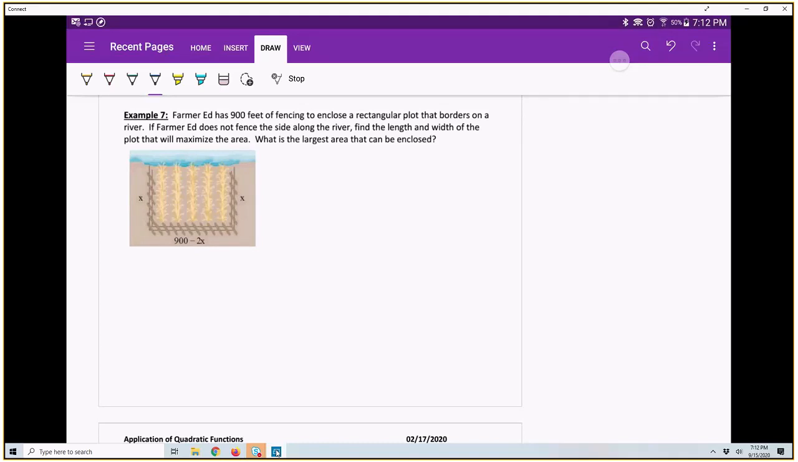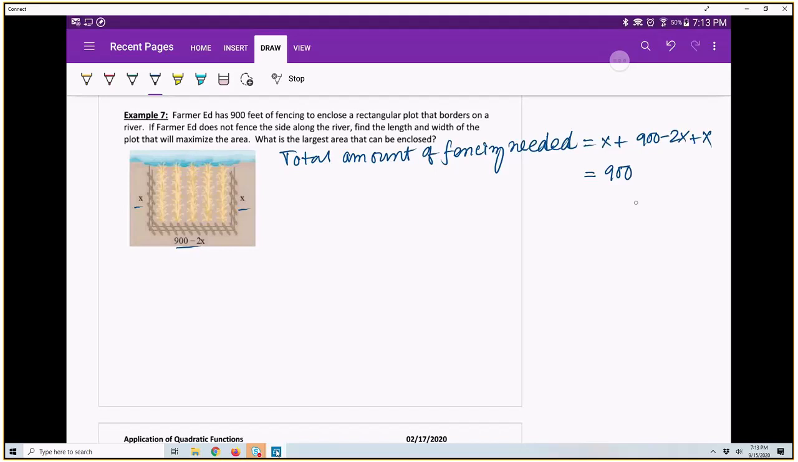Okay. So from the diagram, I know that the total amount of fencing needed is going to be the 3 sides that he needs to fence. So there will be x plus (900 minus 2x), so this side, and that side, plus x. So that should be equal to 900, and it is the total amount of fencing he has.